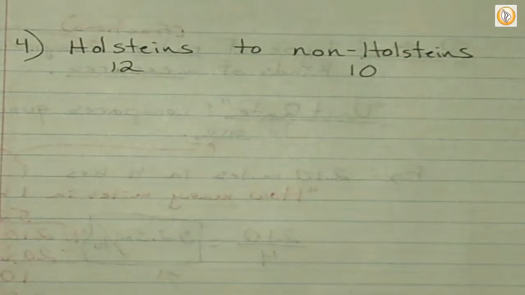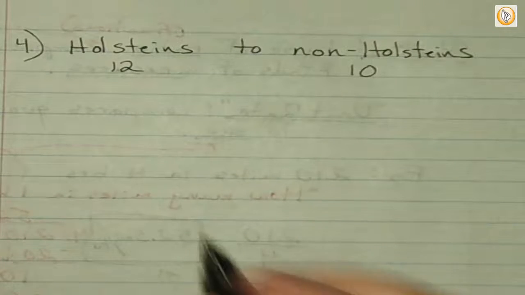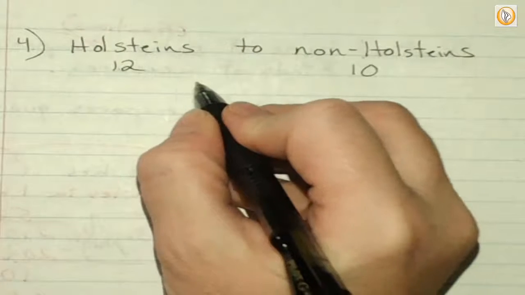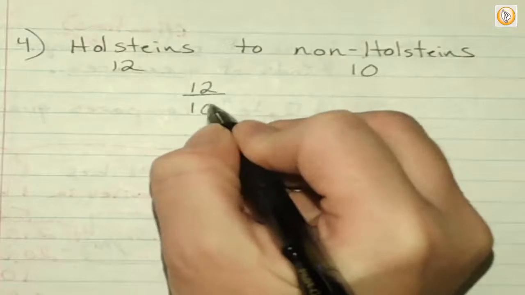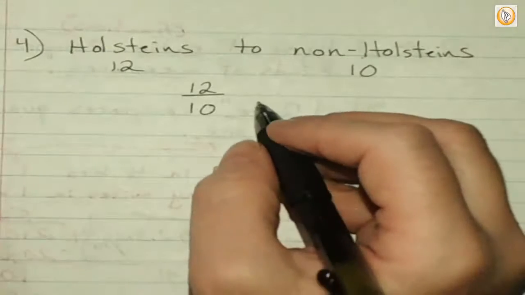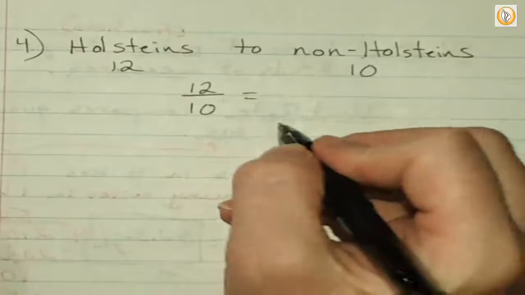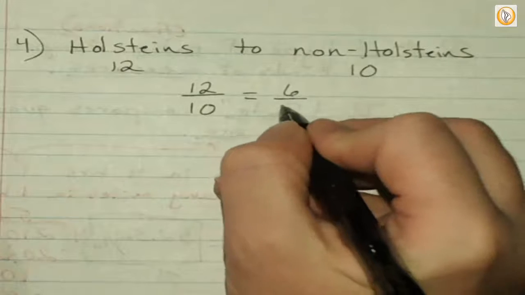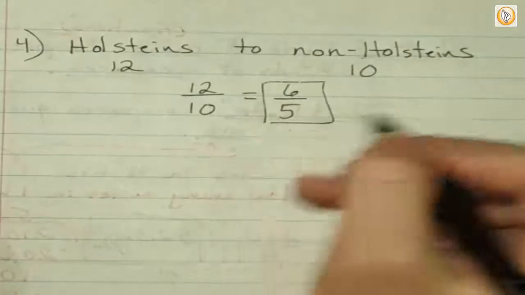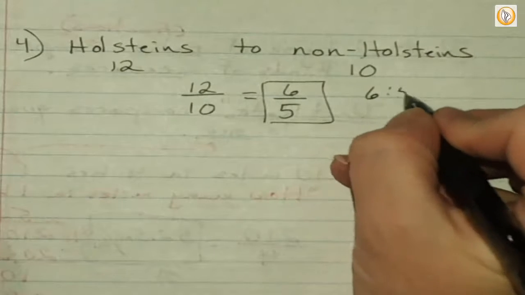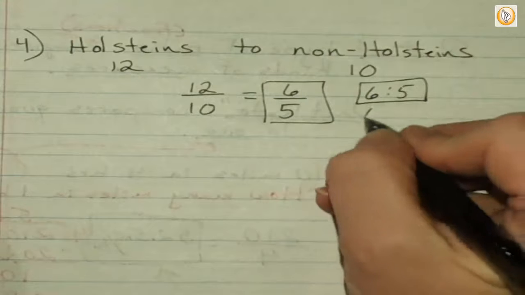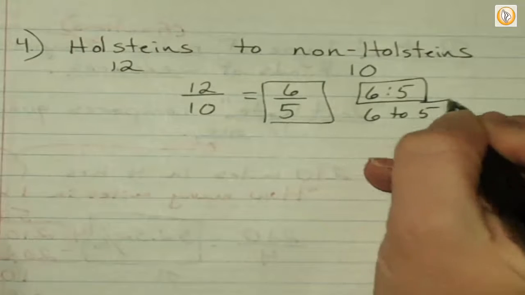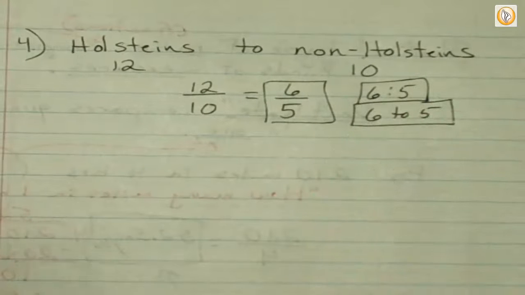Okay, so how would I set this up? You put the 12 on top. Very good. Now reduce it. What do you get? 6 to 5. Okay, there you go. Or you could write it like this. Any questions?